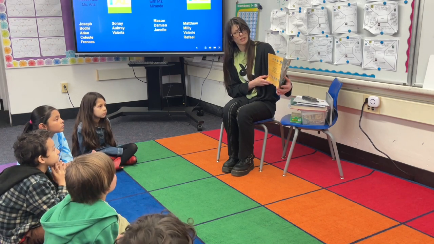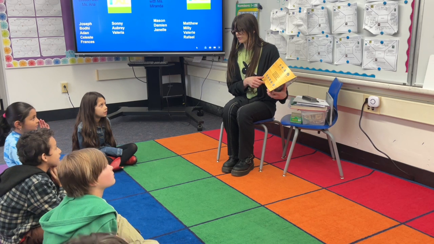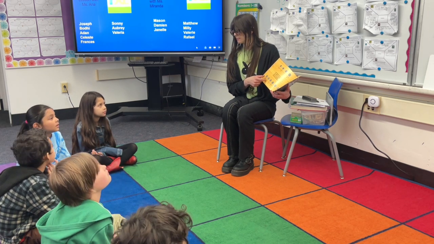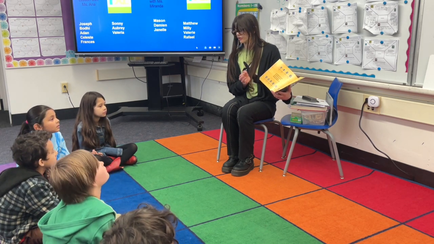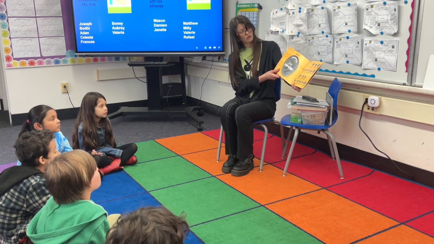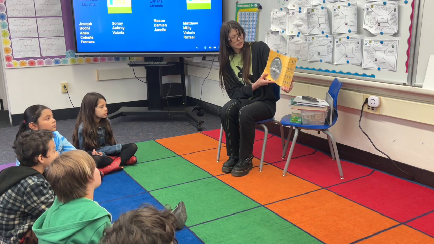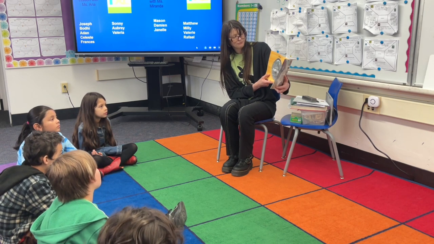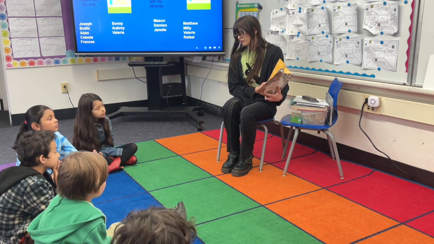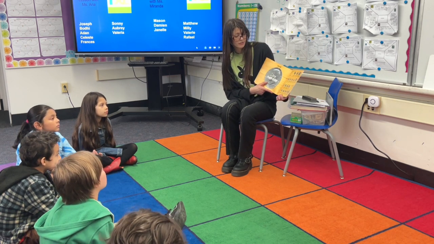And what coin can we trade 2 quarters in for? What color is that dollar? Is it gold or silver? Oh, look at that. There are many ways to make this amount. Let's jump right in and start to count. Can we think of a way to make 50 cents with different coins?